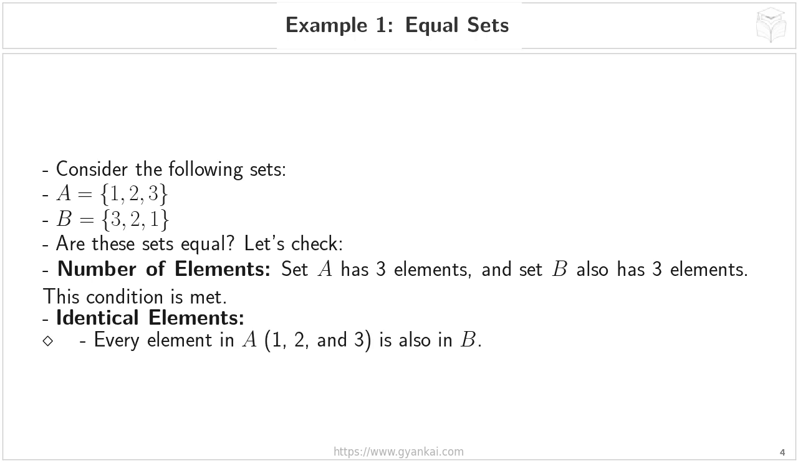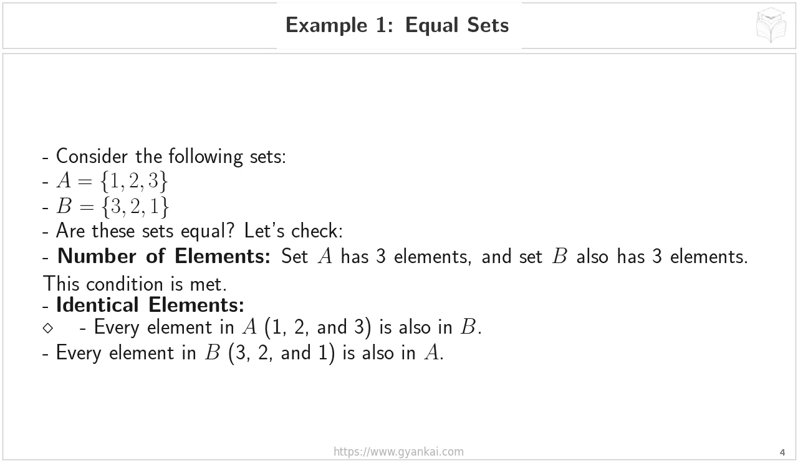Next, and this is crucial, we need to verify that the elements themselves are identical. Let's start with set A. We need to confirm that every element in A is also present in B. So, is 1 in B? Yes. Is 2 in B? Yes. And is 3 in B? Yes. Now let's do the reverse.